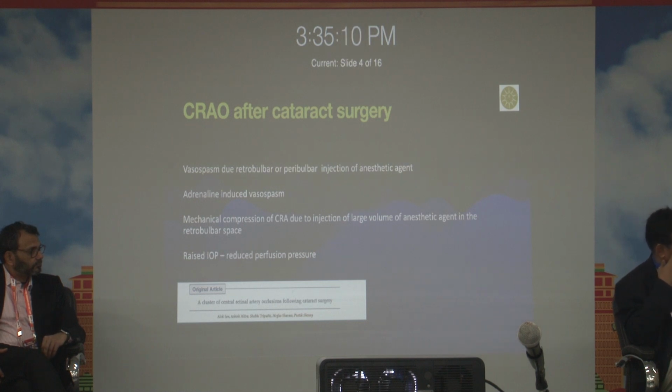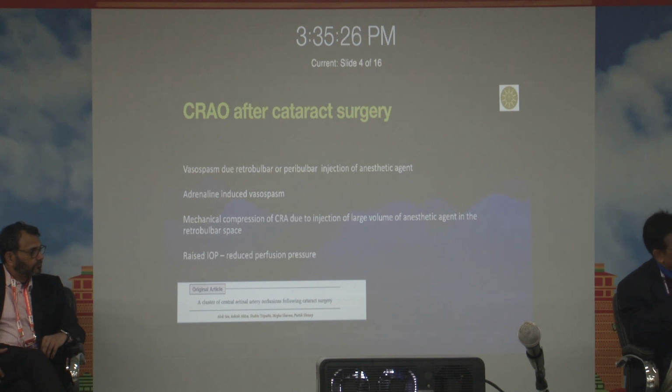And when you say cluster, it's only those who had PCR. They were not on the same day, but within a month's time. It was unusual to have such a high number of cases within a month's time.